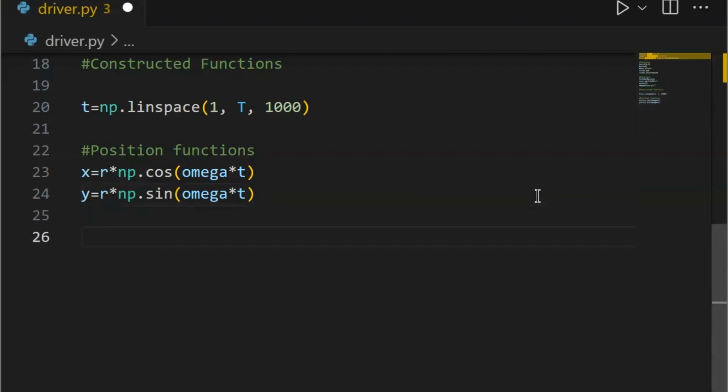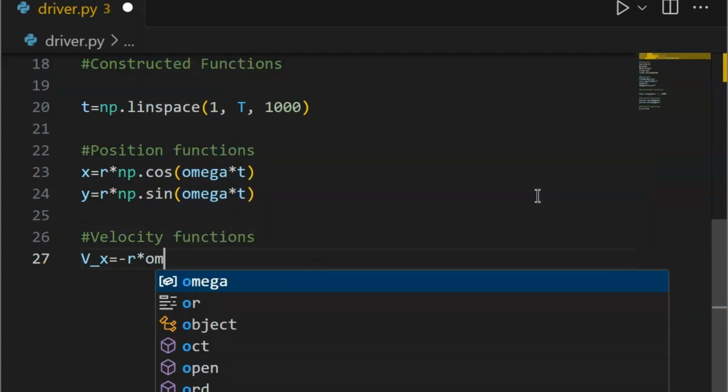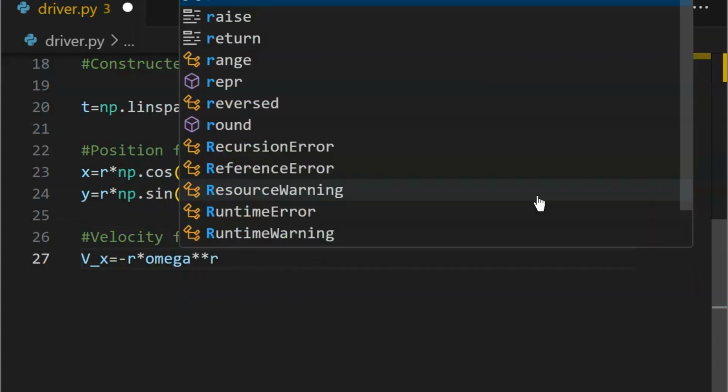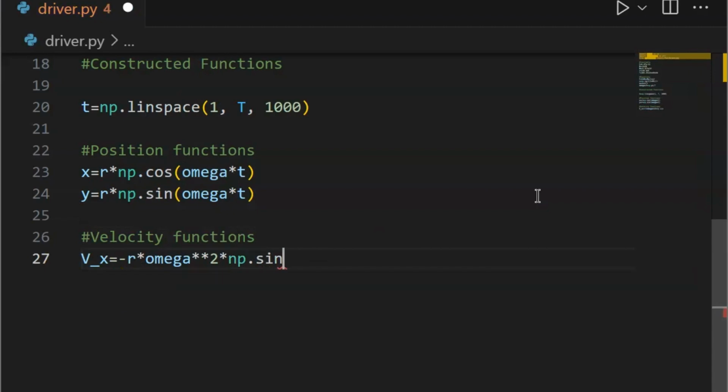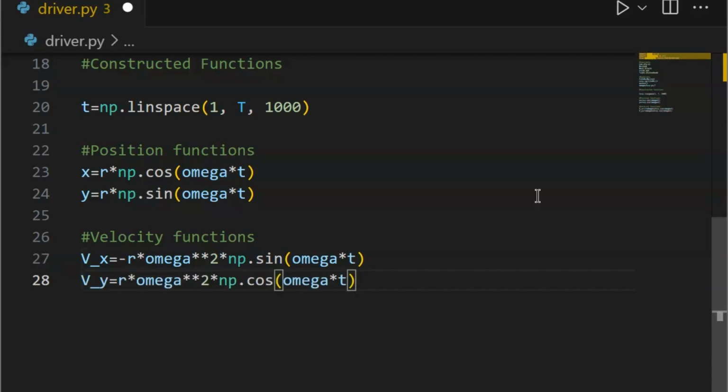Alright. Next up, we have the velocity functions. Perfect. The velocity in the x direction, or the x component of the velocity, is equal to negative r omega square times np.sin(omega times t). Right. This is for the x component of the velocity, and the following is the y component of the velocity.